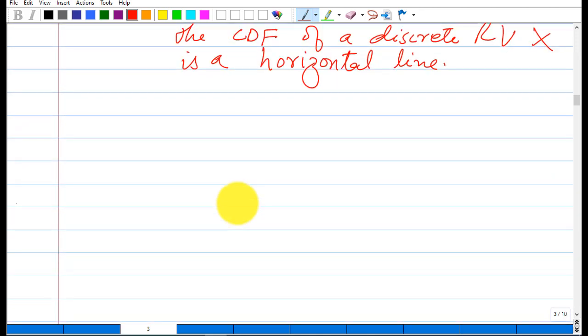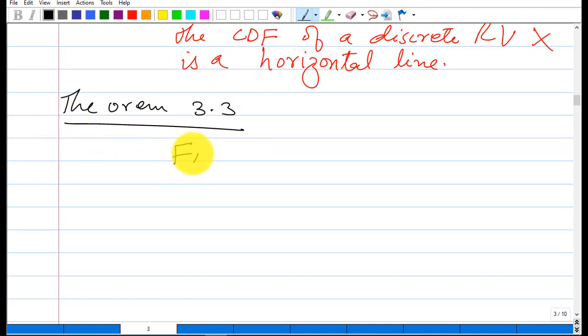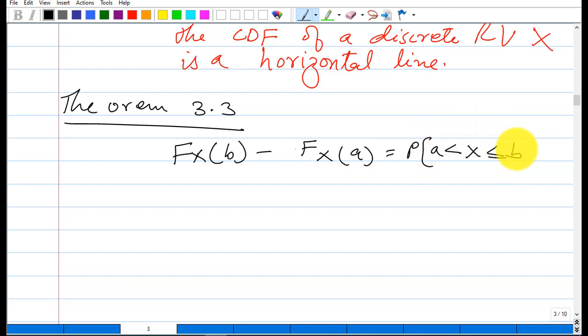So let's look at another basic property which is defined as theorem 3.3. After that we will be good to go for one example. F_X(b) minus F_X(a) is equal to the probability of a less than X less than or equal to b, for all b greater than or equal to a.